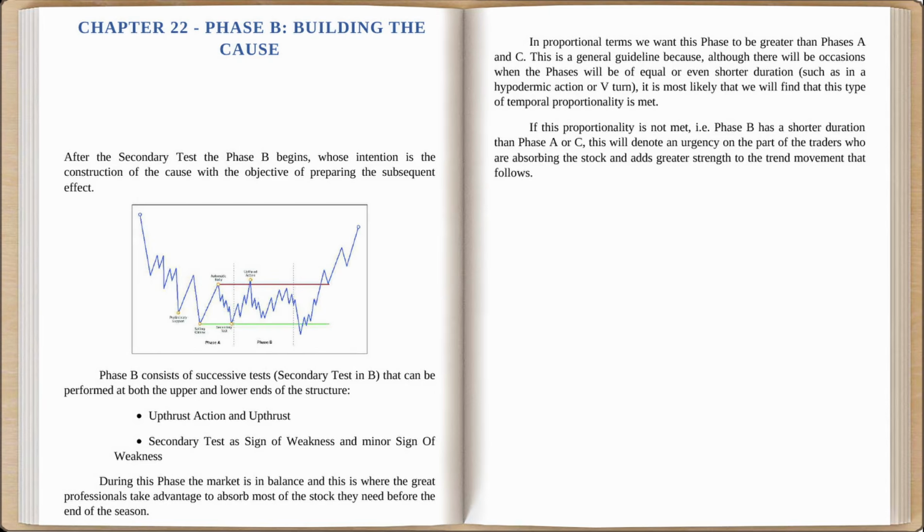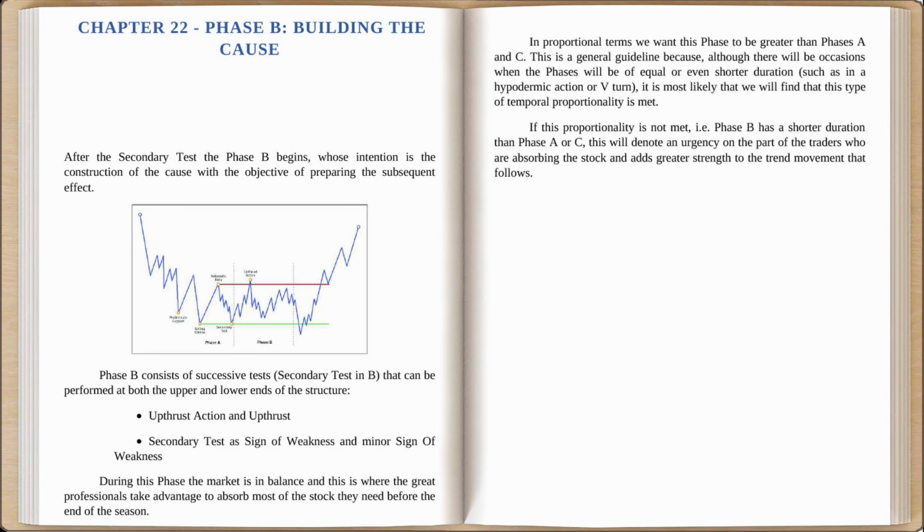Chapter 22. Phase B, building the cause. After the secondary test, Phase B begins, whose intention is the construction of the cause with the objective of preparing the subsequent effect. Phase B consists of successive tests: secondary test in B, which can be performed at both the upper and lower ends of the structure, upthrust action and upthrust, secondary test as sign of weakness, and minor sign of weakness.